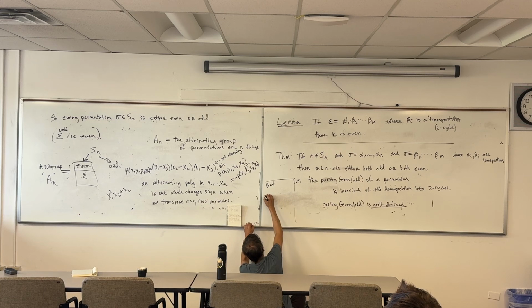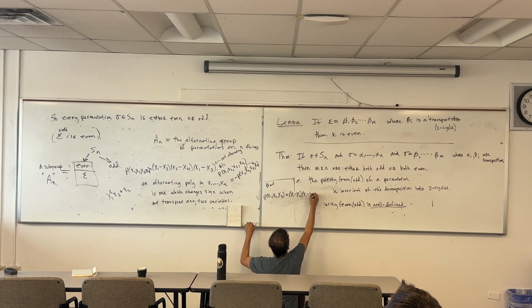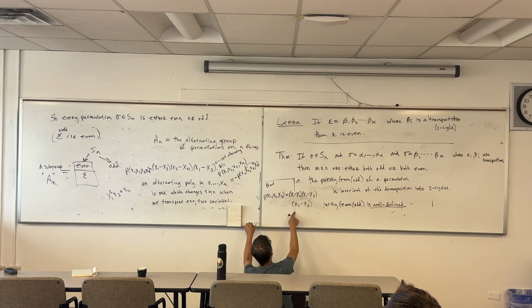So let's say I've got P of x1, x2, and let's just do 3 variables. I think I got a little too excited. Times x2 minus x3. And now I think I have every combo of things. Yeah. So look at this.